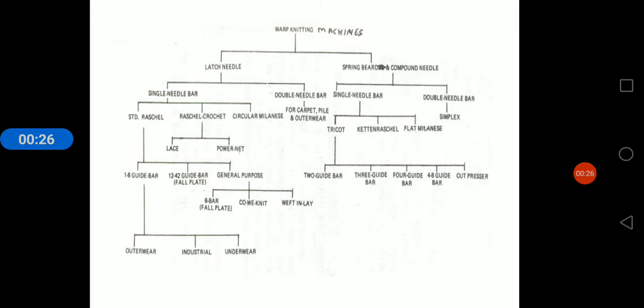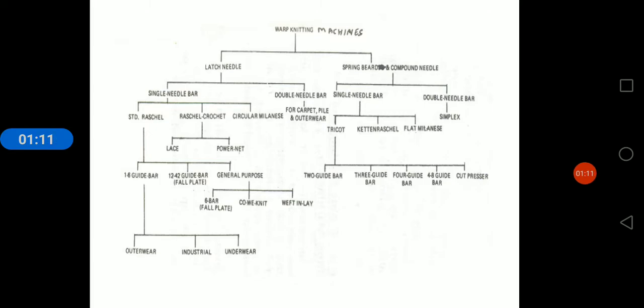First of all we have to discuss the needles, and in needles there are single needle bars and double needle bars, and afterwards the type of machines, the guide bars, and the industrial applications. In this way we have to remember the classifications. In warp knitting there are two types of needles: latch needles, and spring beard and compound needles. In latch needles there are two types of needle bars, single and double. In spring beard and compound needles there are also single and double needle bars, the same way.